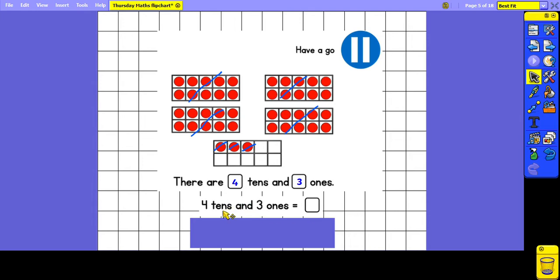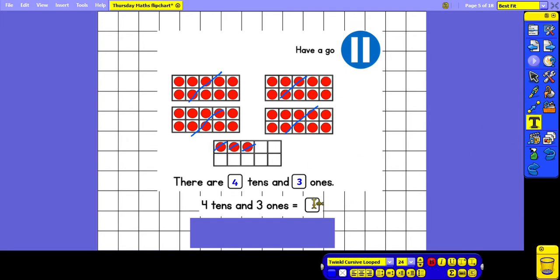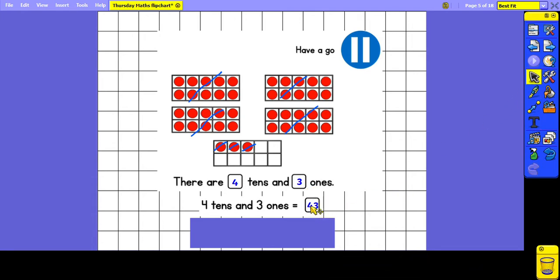Okay, so if we've got 4 10s, we have got 10, 20, 30, 40. And then we have got 3 ones. So 43. And when we look at the number, the 4 represents the number of 10s and the 3 represents the number of ones.